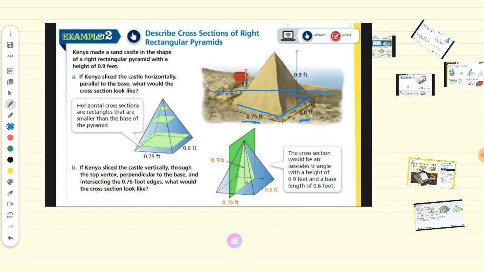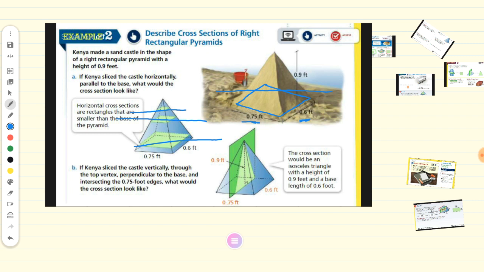So if we draw it, you will find it as a square or rectangle. So each cross section is a rectangle. First cross section, second rectangle, third, but with different dimensions. Why? Because it gets smaller each time you go up.